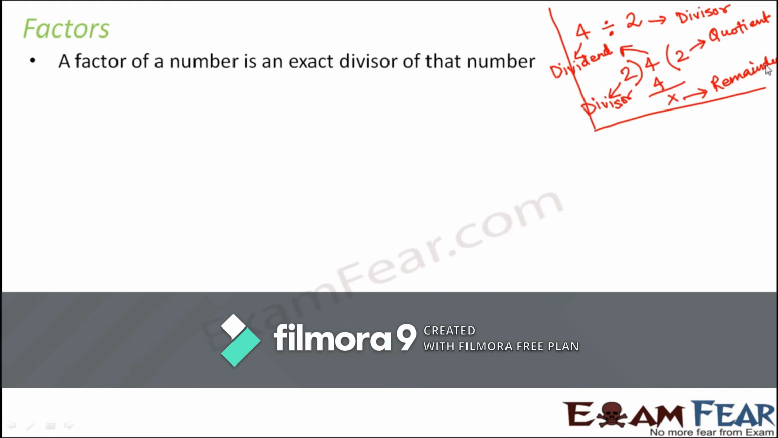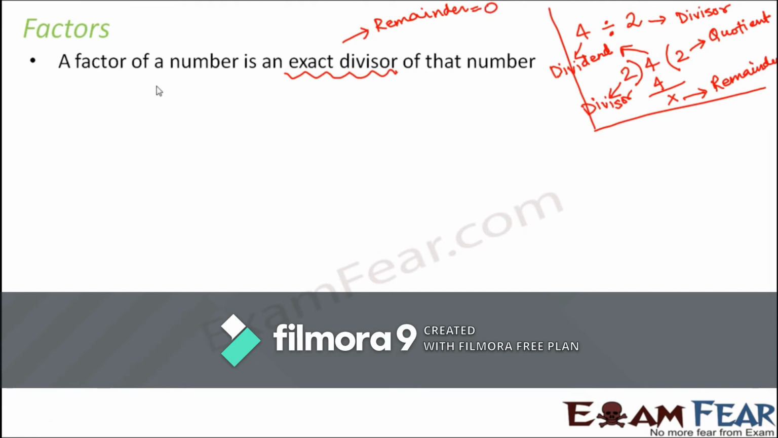Now, a factor is an exact divisor of a number. Exact divisor would mean that when that number is divided by this number, the remainder will be 0. Exact divisor means that the number will be exactly divisible by that number, leaving no remainder behind. So let us look at a few examples.